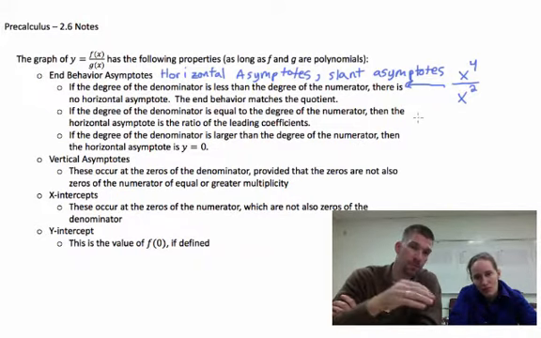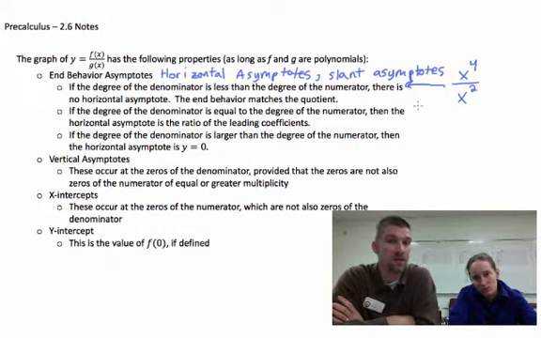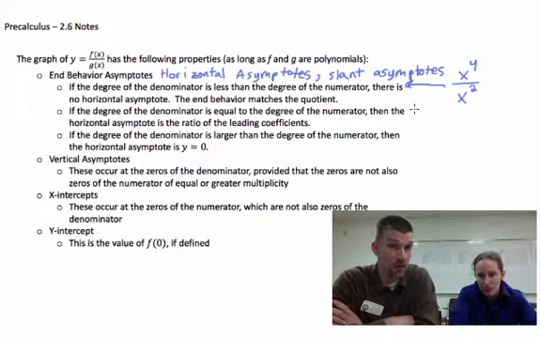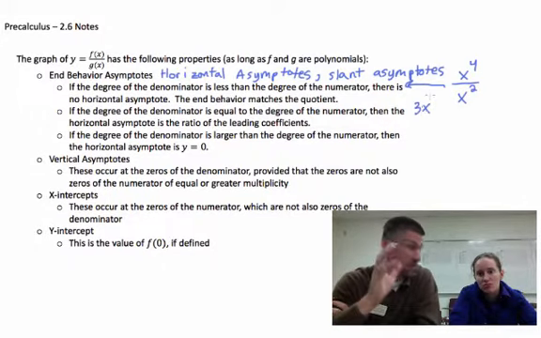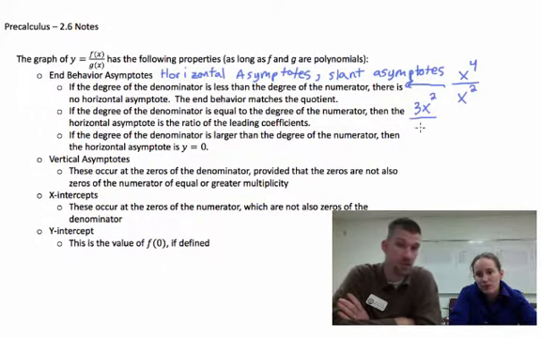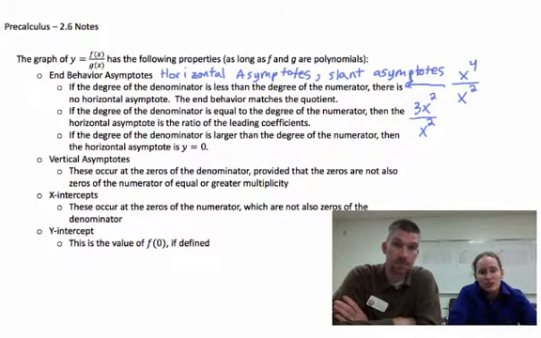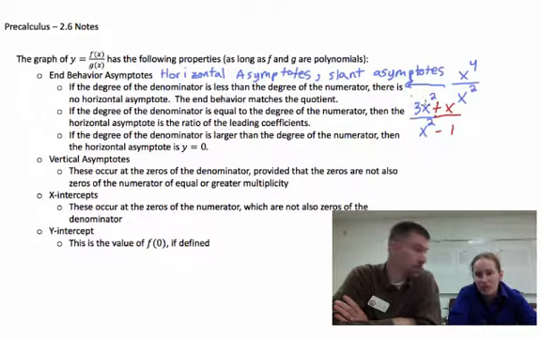Second bullet point, if the degree of the denominator is equal to the degree of the numerator. In other words, upstairs and downstairs have the same degree, the same largest exponent. So like an x squared on top and an x squared on bottom. Those would be the same degrees. What you do is you take a ratio of their coefficients. There could be tons of other stuff. All we care about is the leading coefficients of the terms with the highest degree. So we would make a ratio of 3/1 and have an asymptote of 3.